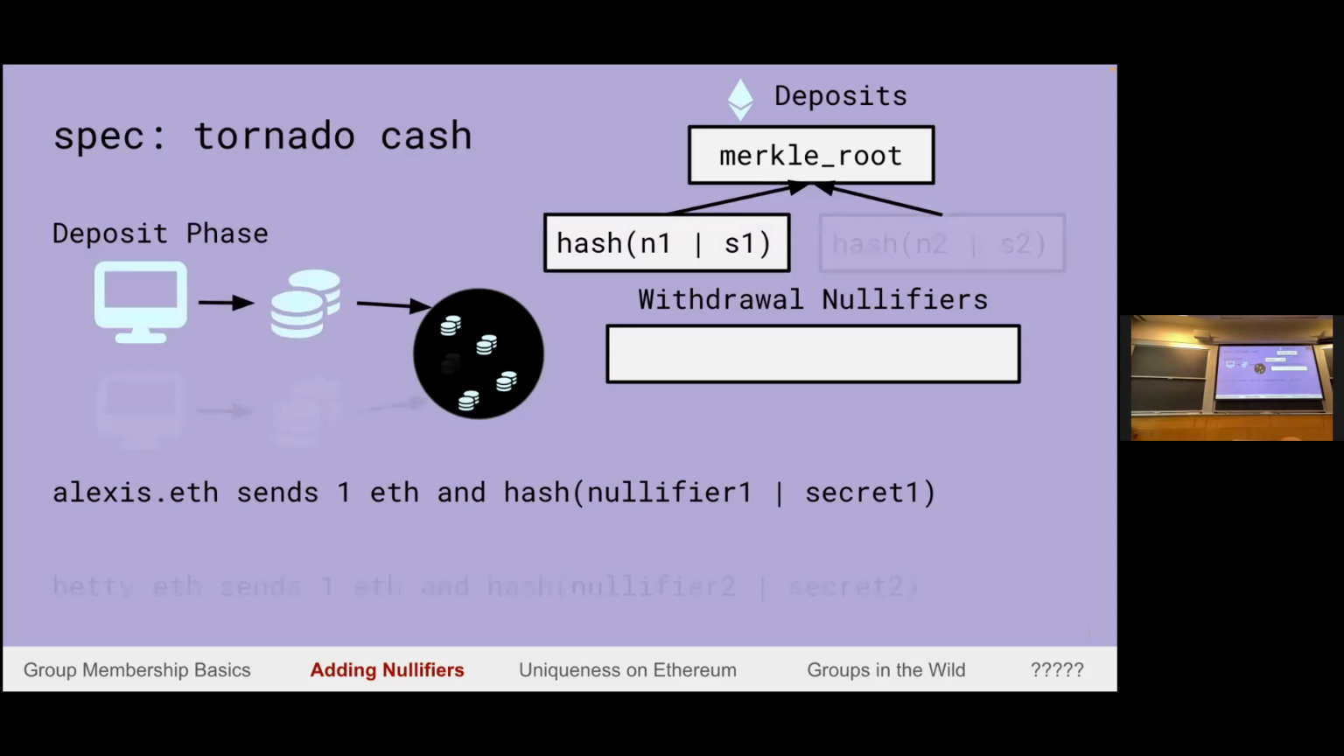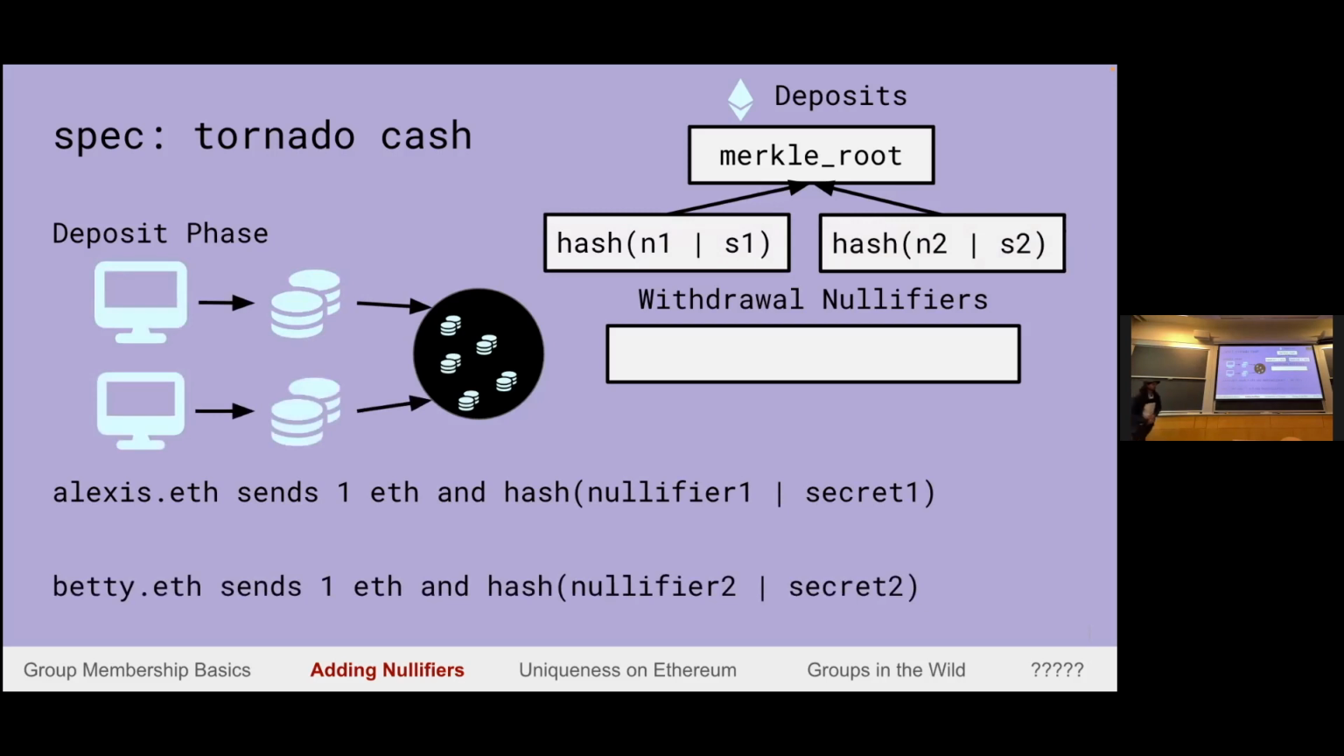And other people can join the pool, and they can send 1 ETH, and they add their hash of nullifier and secret to the deposit list. And you might see where this is going now: if someone has done a deposit, they can later do an anonymous withdraw by just proving that they were part of the group that deposited. So how exactly would this work?